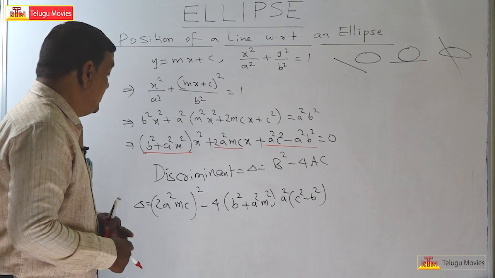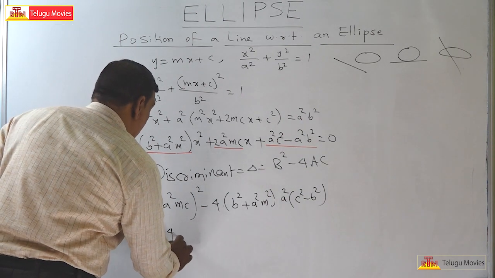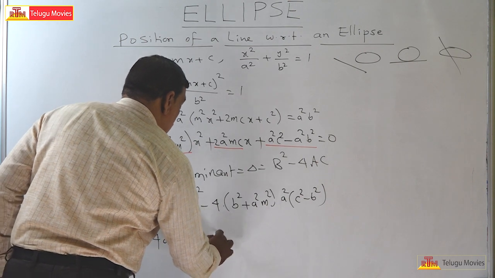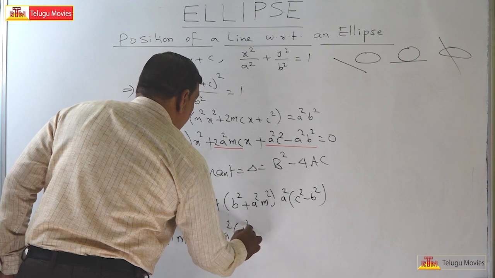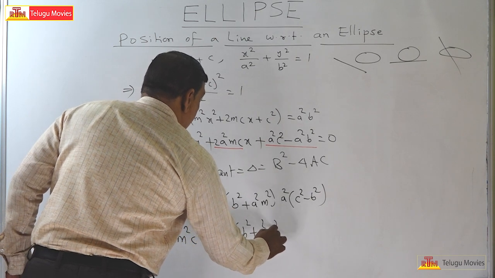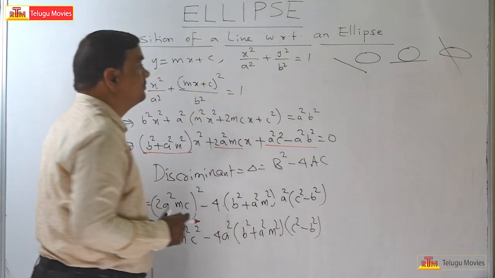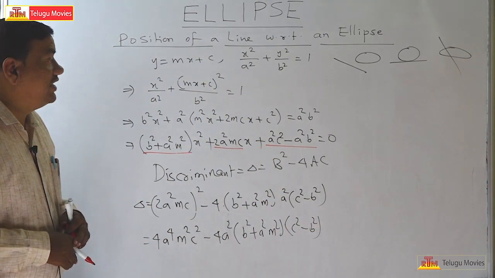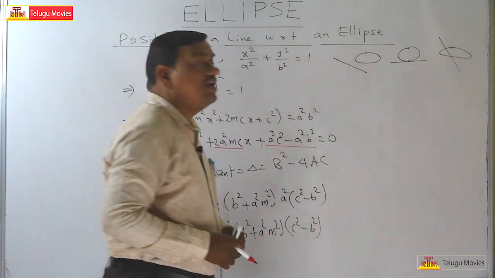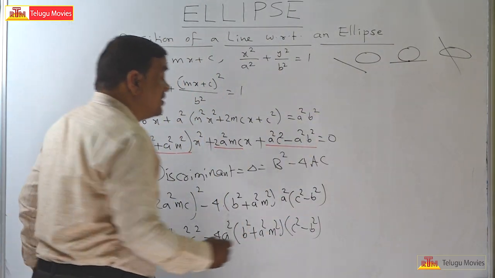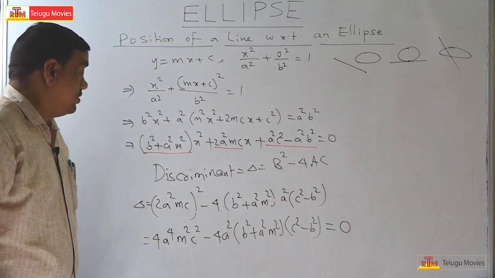Let us simplify this. So we can write it as 4 times a power 4 m square c square minus 4 times a square into b square into a square m square plus b square, into c square minus b square. First we will find out the tangent condition. Tangent means it should have equal roots. Equal roots means delta is equal to 0.